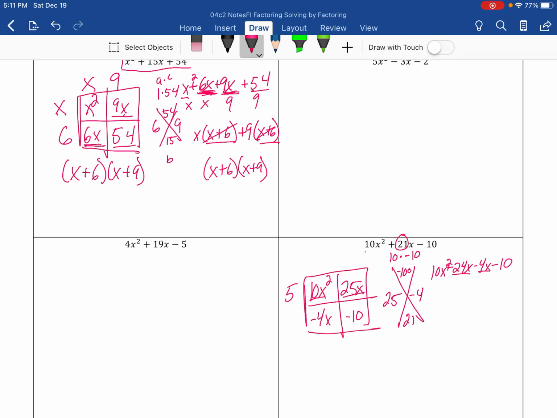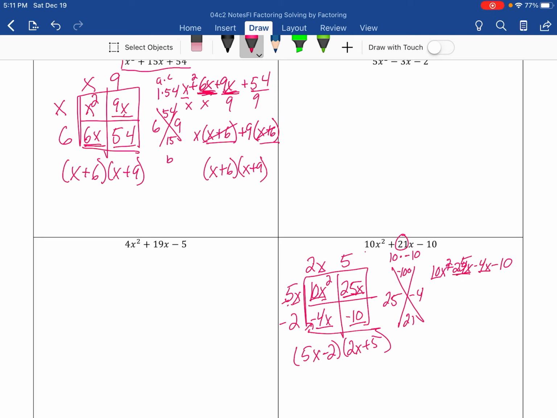My greatest common factor here is going to be x. My greatest common factor here, because this is negative, I always factor out a negative. That's going to be a negative 2. 5 times 2x, 5 times 2 is 10, x times x is x squared. 5 times what is 25, and I don't need my x there. And so my factored form is going to be 5x minus 2 times 2x plus 5.